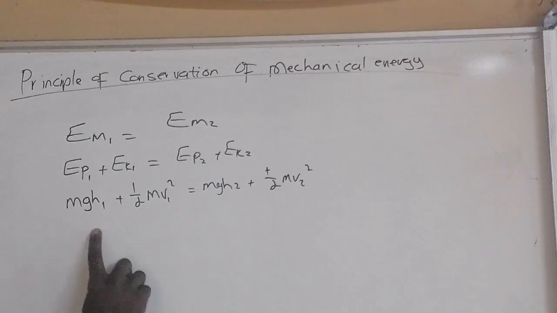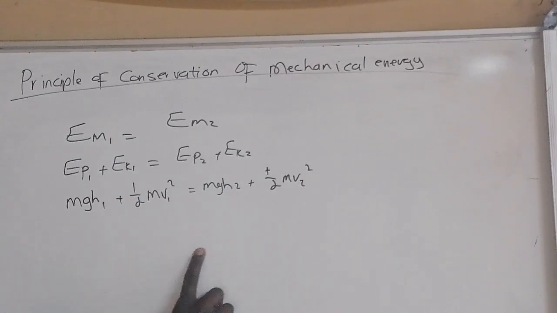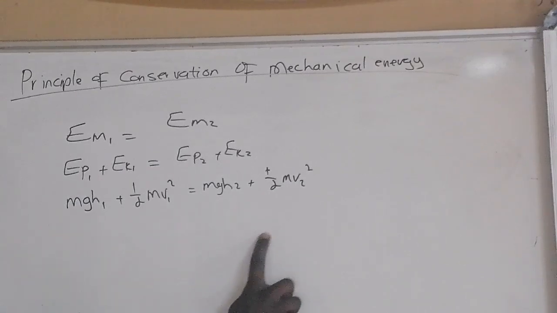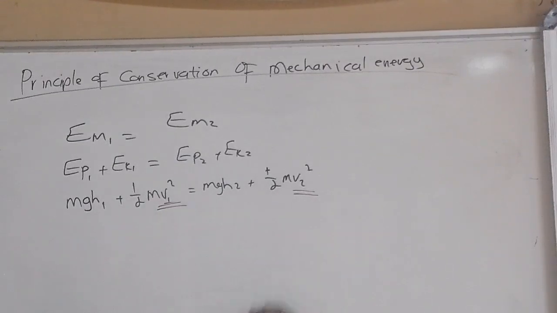Now the g, we know that g is what? 9.8 meters per second squared. What about the h? We have the first height or the initial height as well as the final height. We have the initial velocity as well as the final velocity. Many questions ask you to calculate the velocity. It can be the initial velocity or the final velocity. So it is very important for you to know how to use this formula.